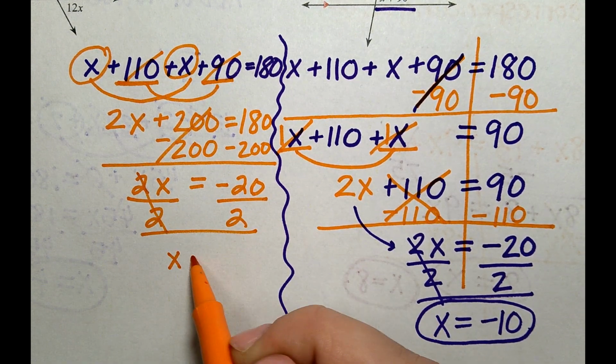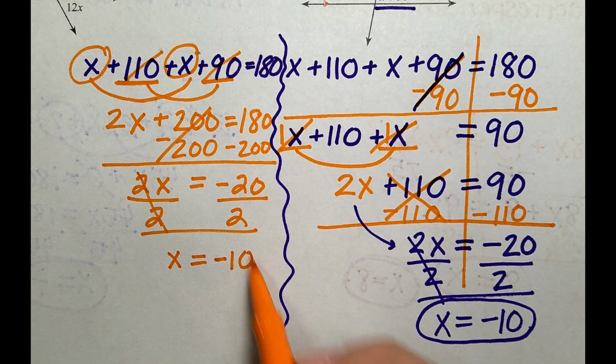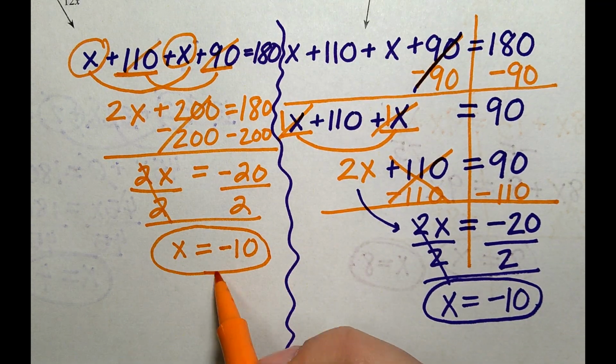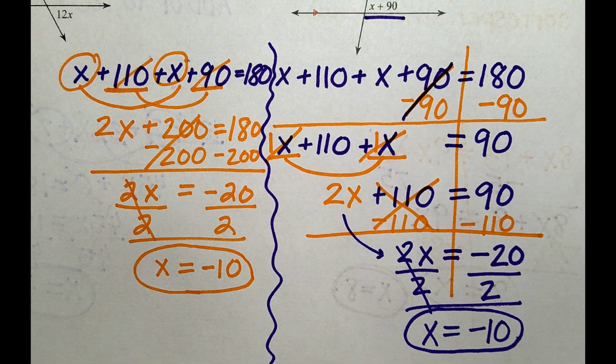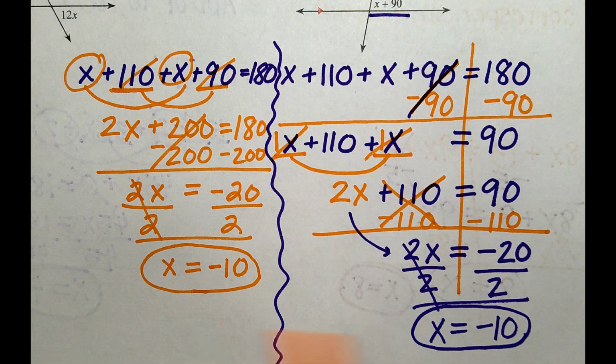And we get the same answer. X equals negative 10. Good. So your work may not look the same as your neighbor's work, as your classmates' work. There are so many different ways to solve these problems. As long as you're following the math rules, you can do it in a lot of different ways. Both of these ways are correct. Whatever makes the most sense to you, you can do that.